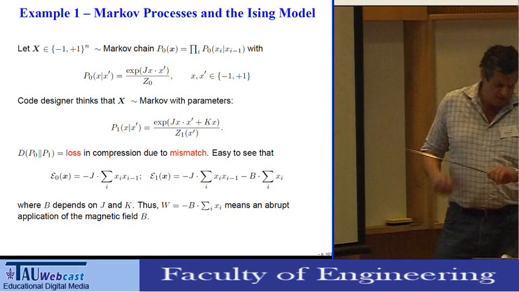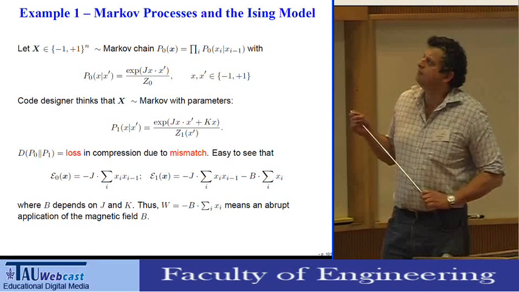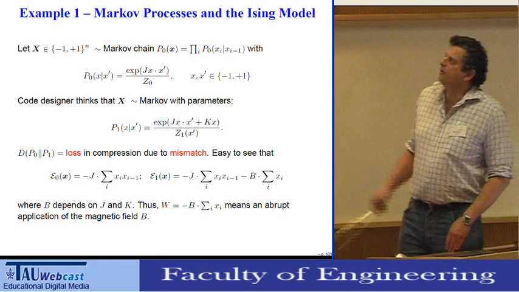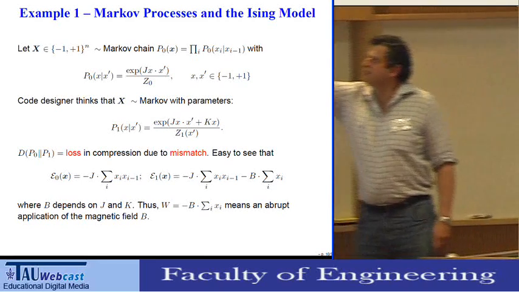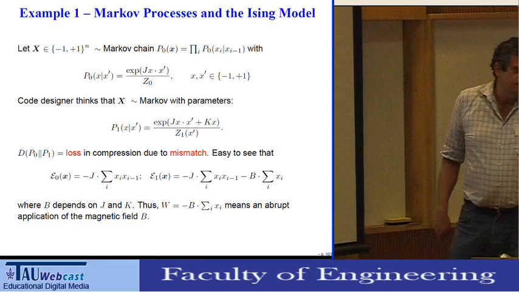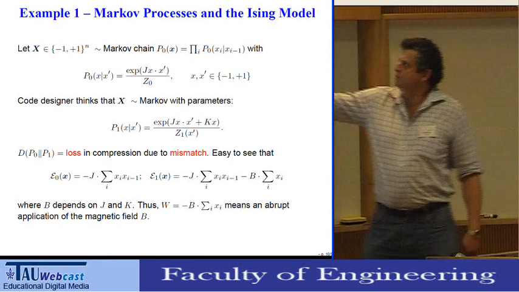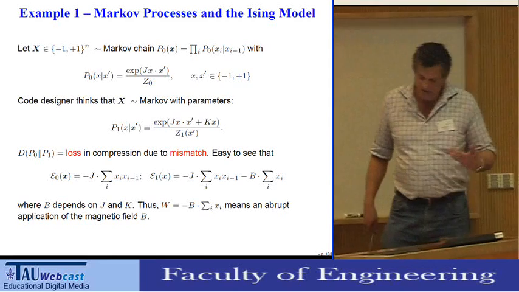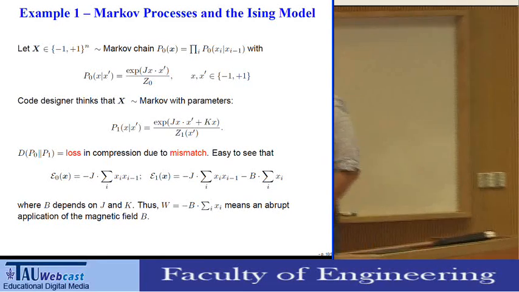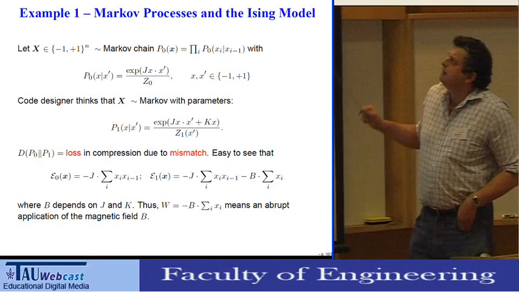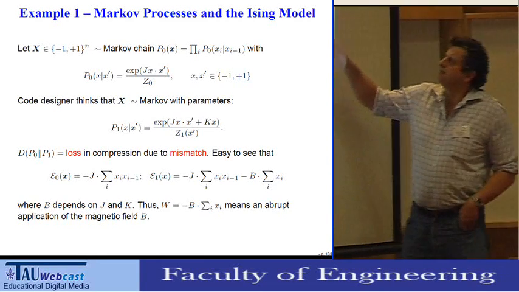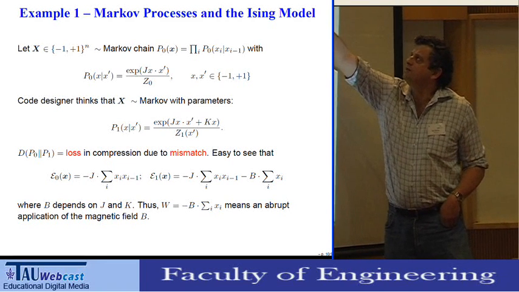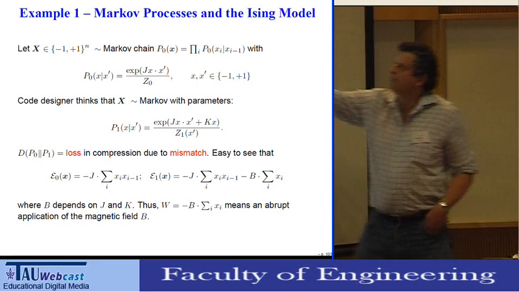Let us look at a few examples. The first example is of a Markov process, a binary Markov process taking values in -1, +1, which I chose this alphabet deliberately because it gives us the idea of spins with two different polarities. And we have, the data comes from a Markov process P0 with given transition probabilities, given by this form.